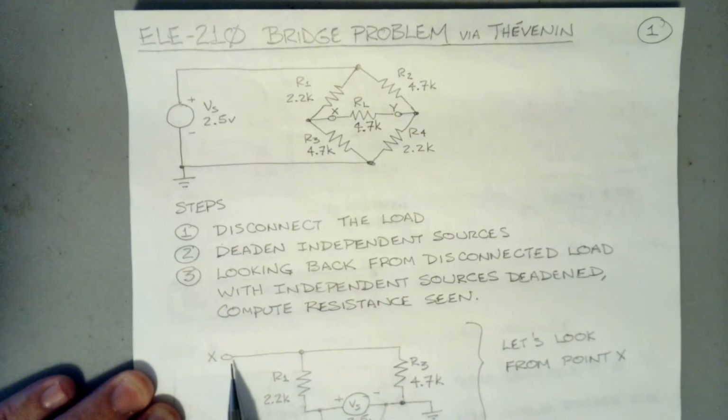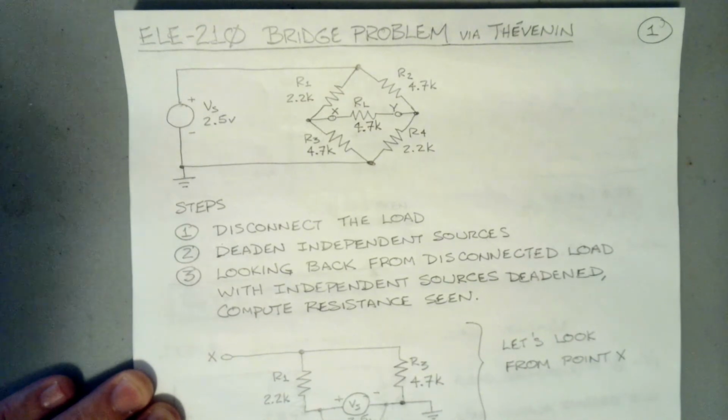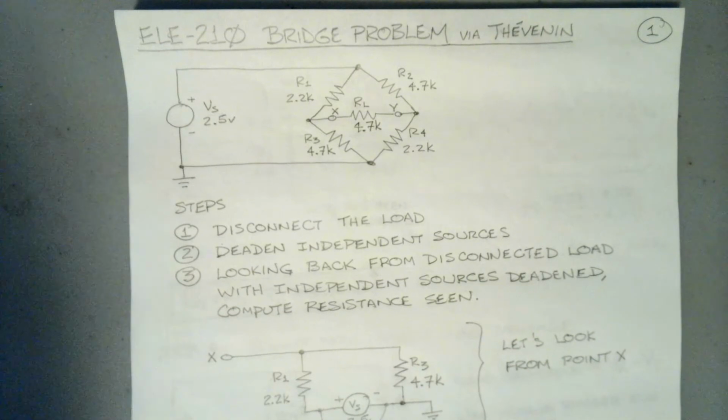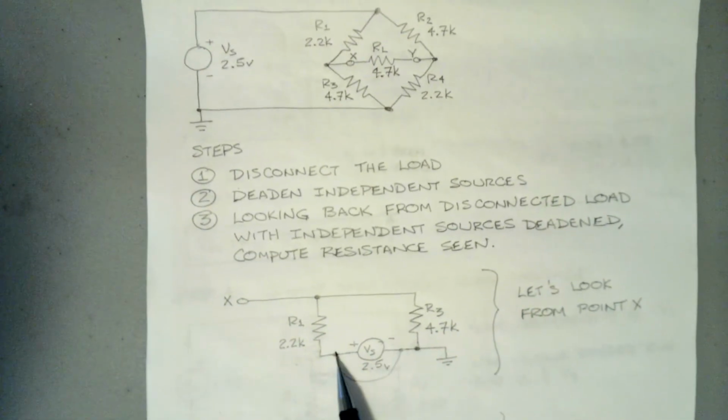So point X looks at this thing and sees 2.2K going to the plus side of the supply and 4.7K going to the negative and ground side. And I'm just showing this shorted here because that's what's going to happen in our Thevenin analysis. In our Thevenin analysis, of course, we're going to wind up deadening this load by replacing it with a short.